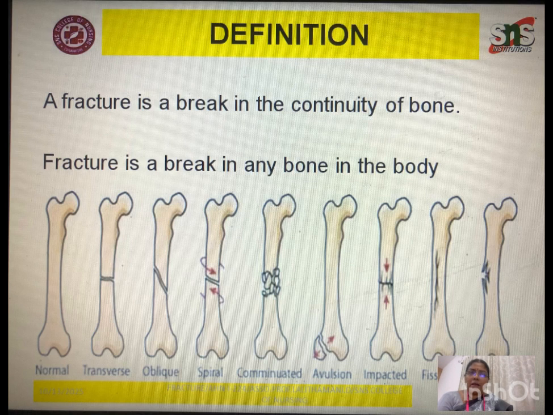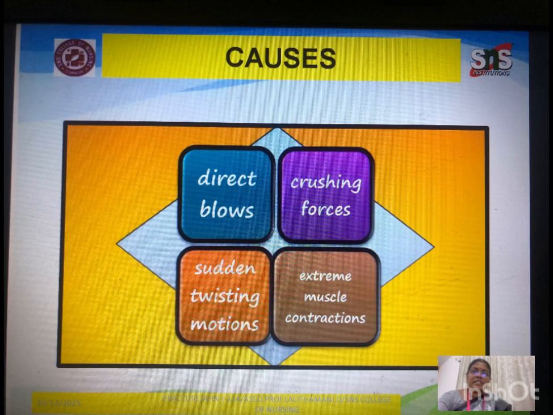Then avulsion fracture, impacted fracture, fissure, and greenstick. In an avulsion, two parts of the bone have gone into two different areas. Impacted is a compression fracture, and in a fissure the problem is a vertical line. In a greenstick fracture, half of the bone is broken and the remaining part is not affected.